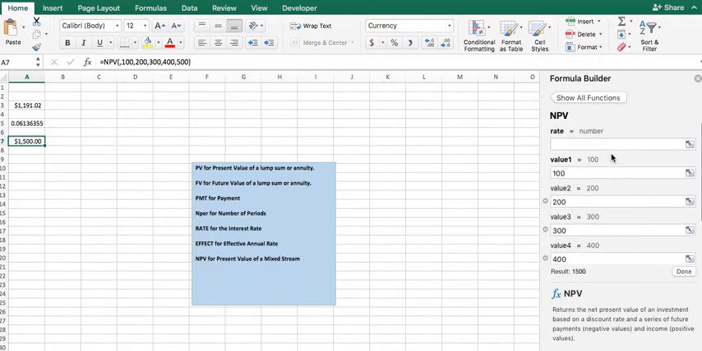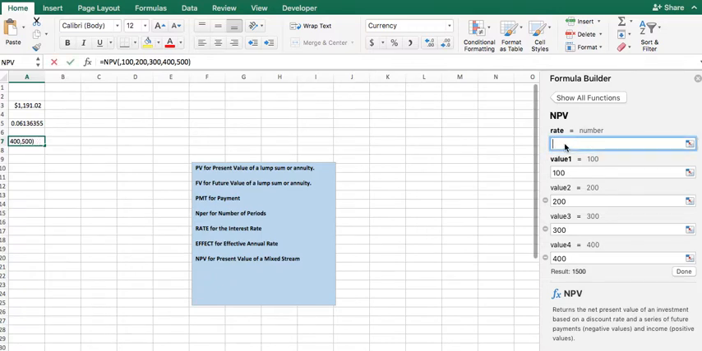So the present value of these 5 mixed stream cash flows at a rate of 6%, make sure that was included, gives us a present value of $1,214.69. So note that even though the function is NPV, it's calculating a present value.